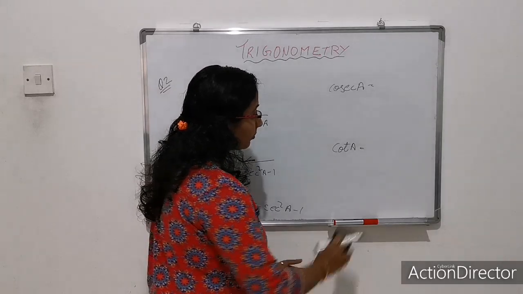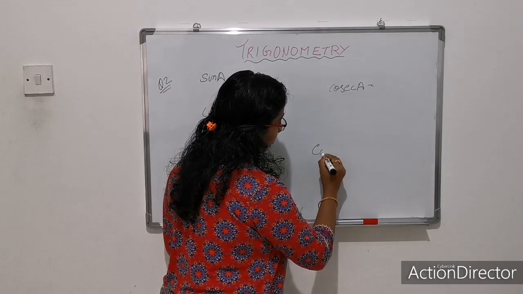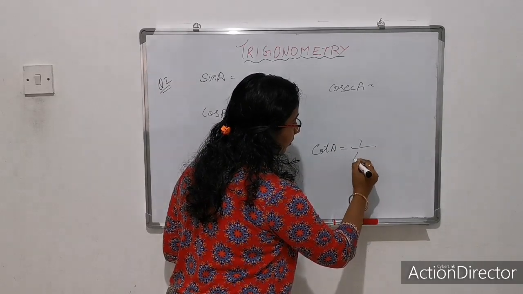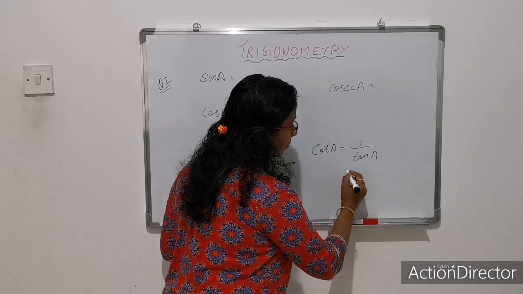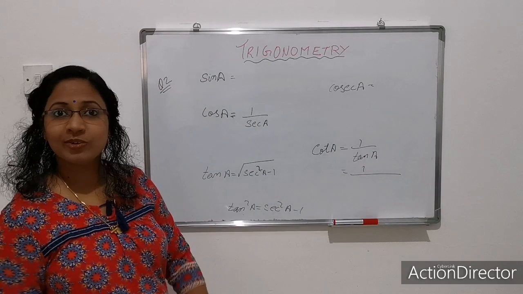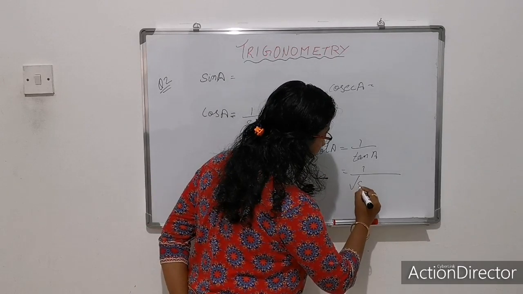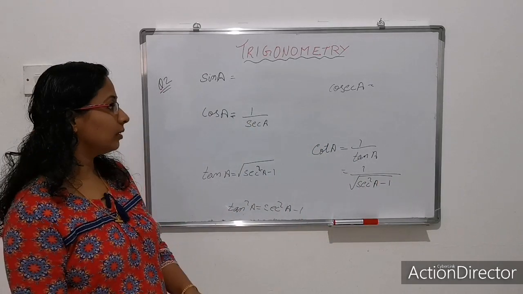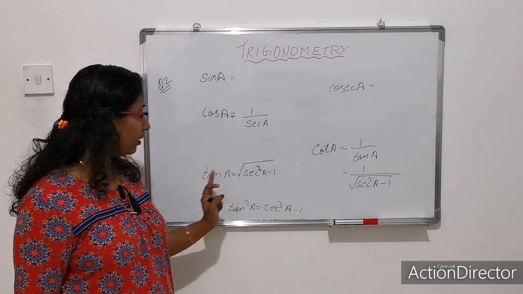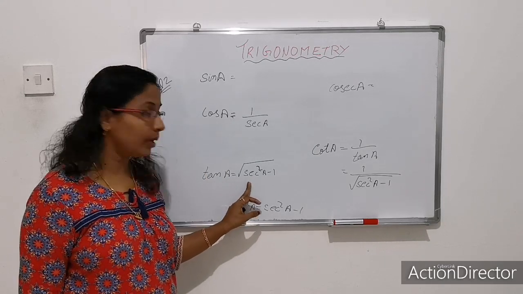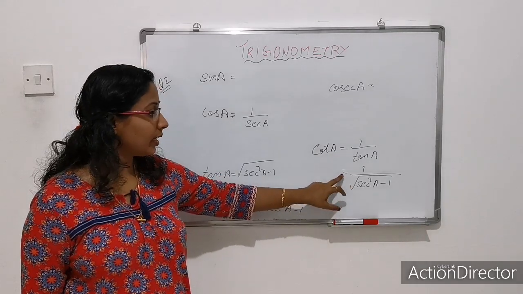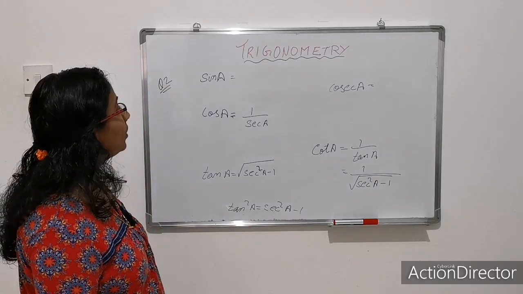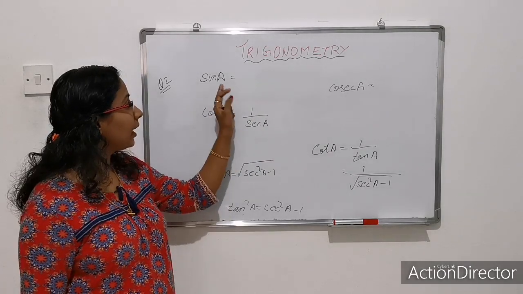Now cot A is what? Cot A is 1 by tan A. So this becomes 1 by root of sec square A minus 1. Clear? Cos A is 1 by sec A. Tan A is equal to root of sec square A minus 1. Cot A is equal to 1 by tan A, and this becomes 1 by root of sec square A minus 1. Okay.